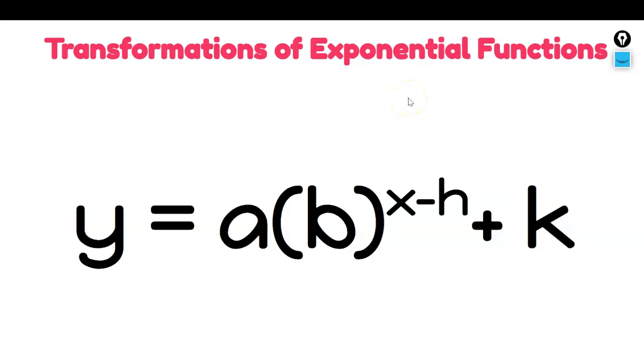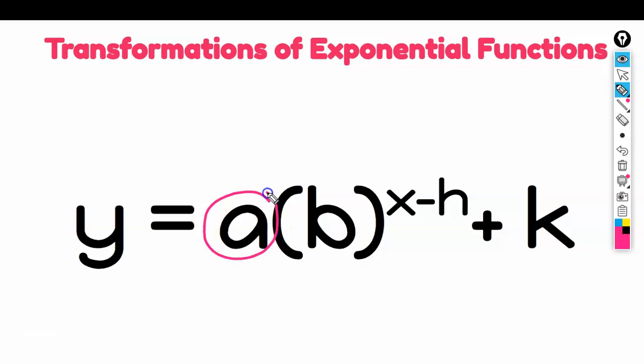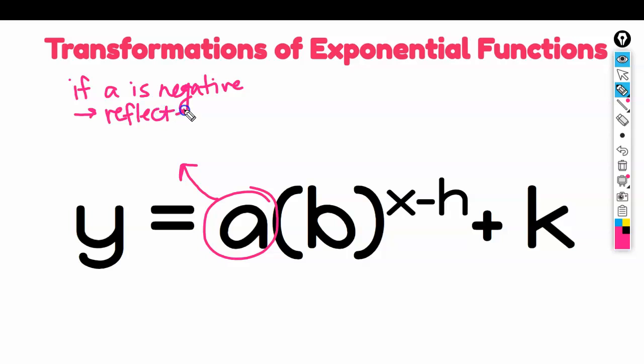Now, when we look at transformations of exponential functions, the formula format of this equation looks a little different. Now, a isn't necessarily the y-intercept anymore here. A's job is to tell us two things. First, it'll tell us if the graph has reflected across the x-axis. So, if a is negative, then the graph has reflected across the x-axis. If a is positive, then it has not reflected.